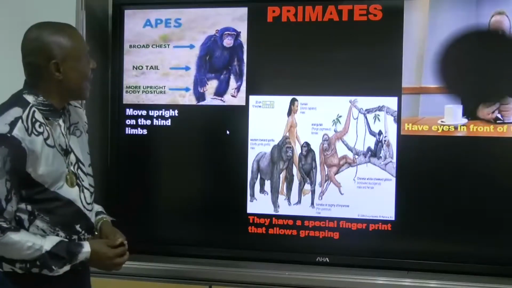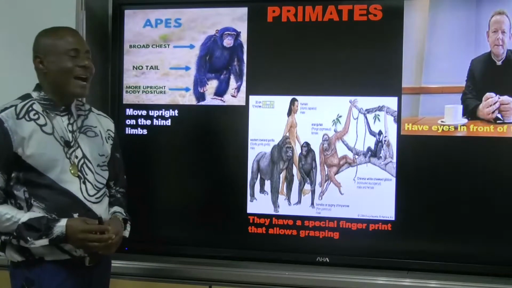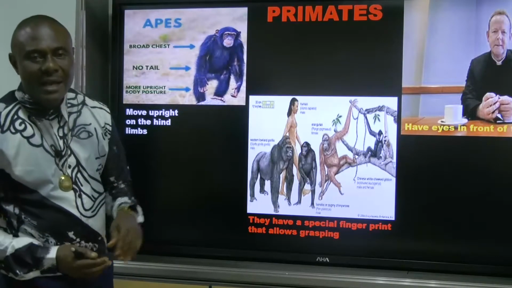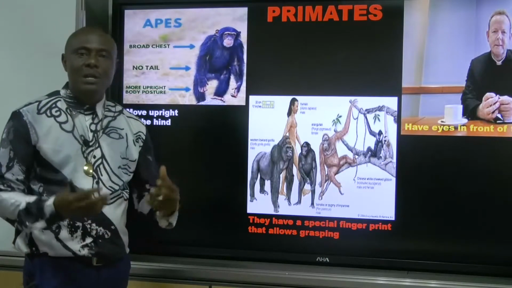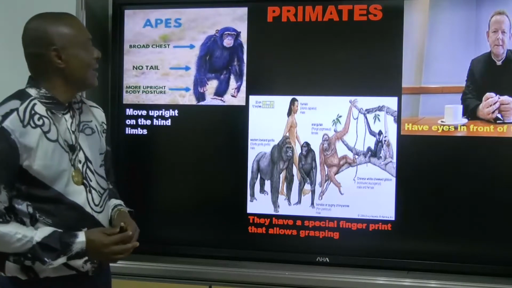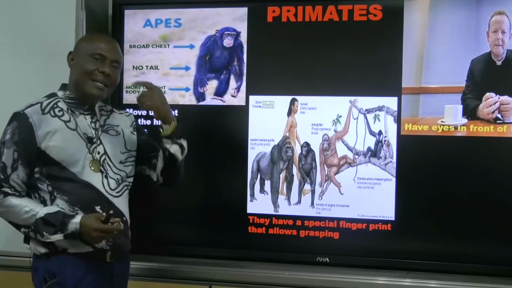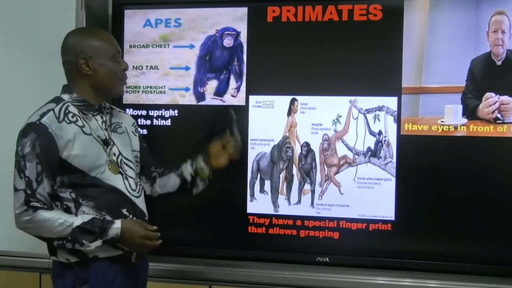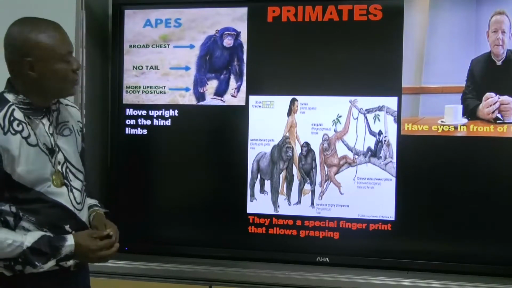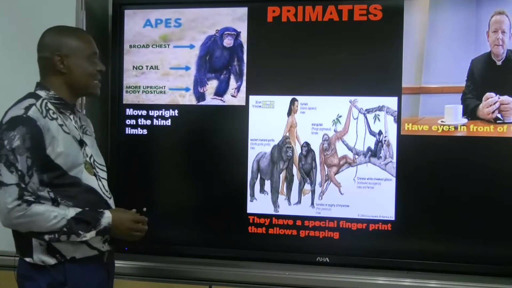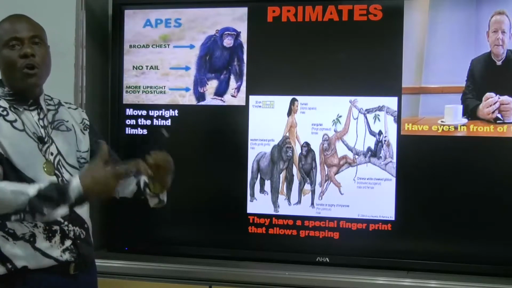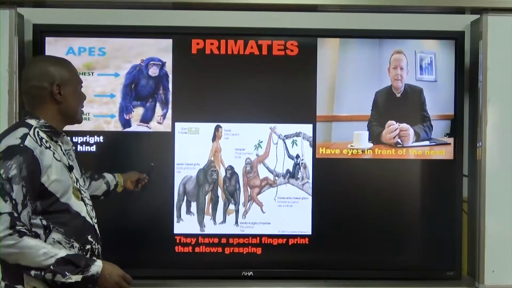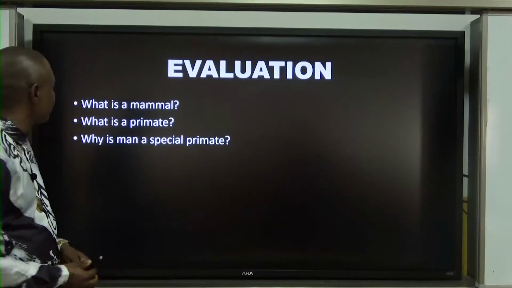We also look at the primates. We say the primates have claws in their fingers and in their toes. Their fingers and toes are covered with claws, which is known as nails, and their eyes are located in the front of the head. That is the primate. We also say that their body temperature does not change with the change in the environment, and we finally say that they move in an upright position. That is the primate.